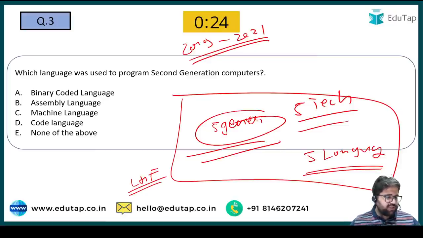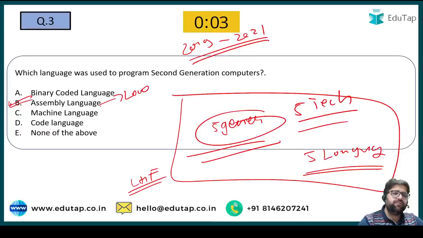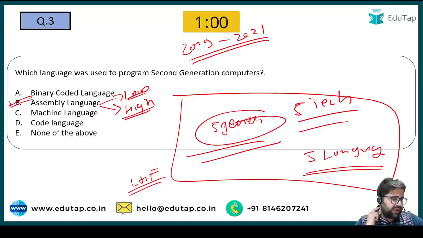Let me see the chat box. Nilesh is going with assembly. Anuradha is also going with assembly. Ekta is also going with assembly. Swati, Abhiram, everyone is going with assembly. Yes, the correct answer of this particular question is assembly. Now my question to you is: is assembly a low level language or is it a high level language? Whether assembly is low level or whether assembly is high level? As simple as that. Come on, I need answers from each and everyone.